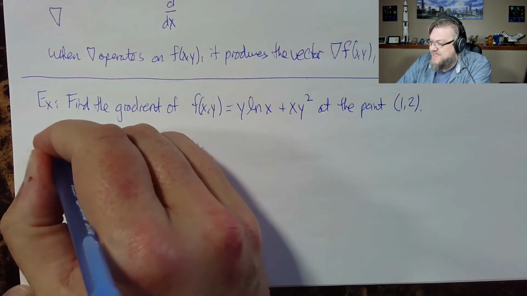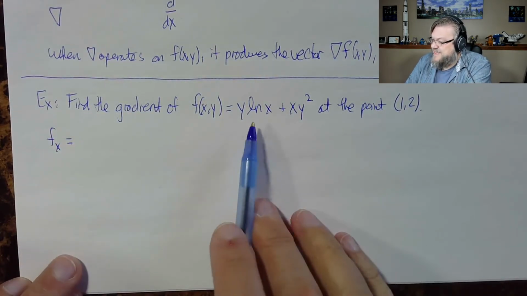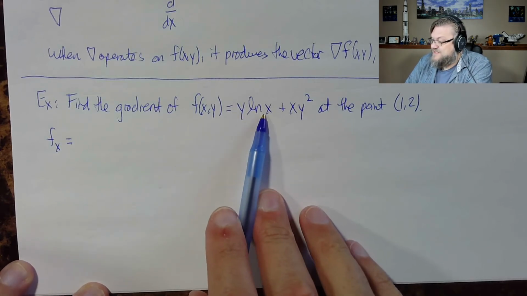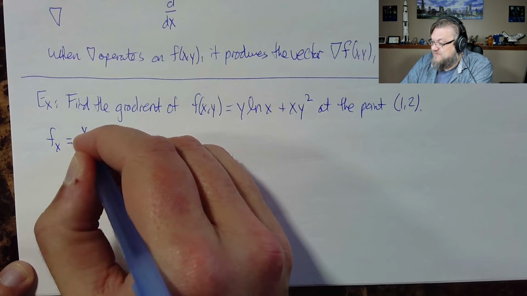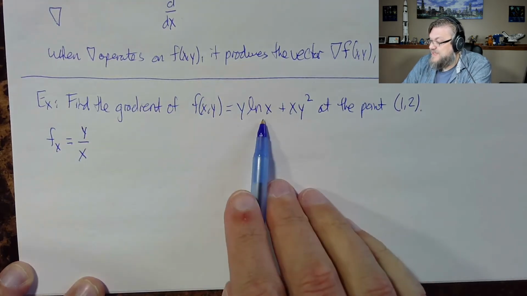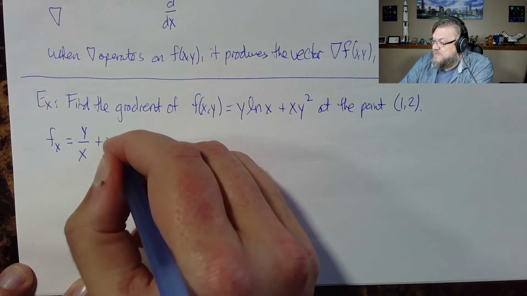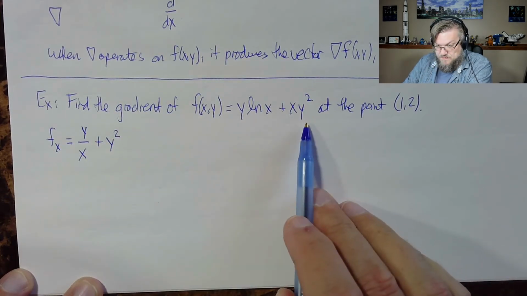First things first, let's calculate the partial of f with respect to x. So I'm going to get y is a constant, ln of x, derivative of that is 1 over x. So this first term is y over x. Then we have the derivative of this. That's going to be ending up to be plus y squared.